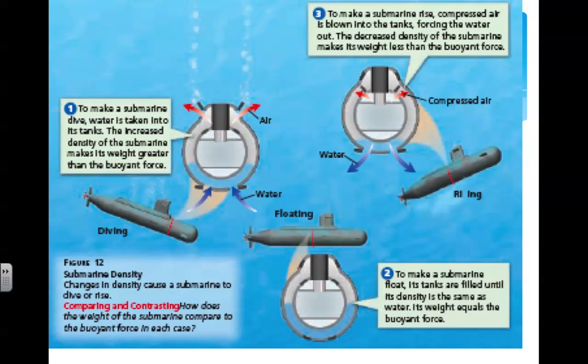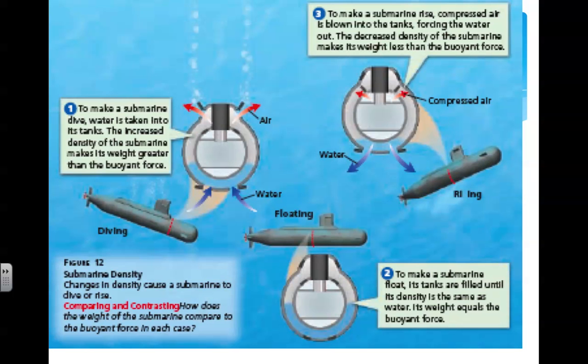Picture 2 in the lower right shows that to make a submarine float or remain at a constant depth, its tanks are filled until the density of the submarine is the same as the density of water. Because of this, the weight of the submarine equals the buoyant force, and the submarine will remain at rest or move at a constant speed up or down.